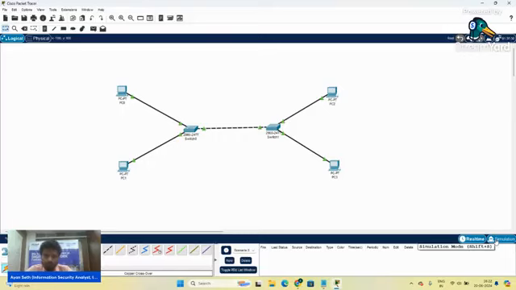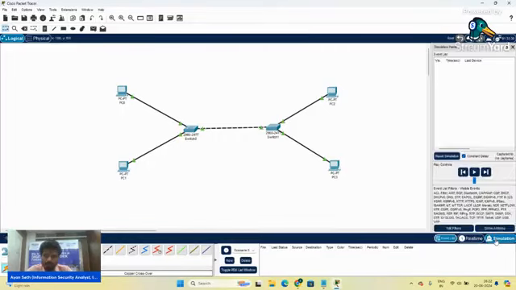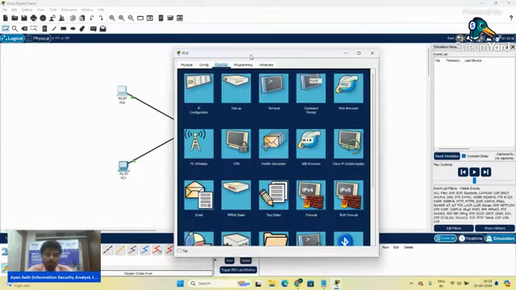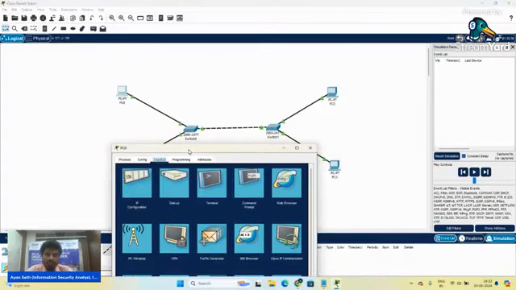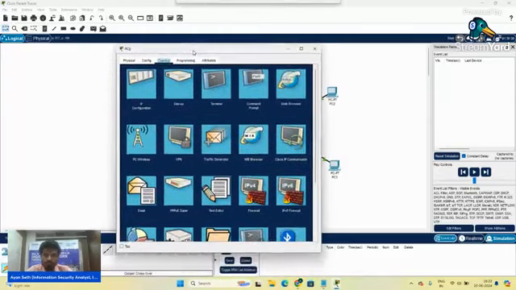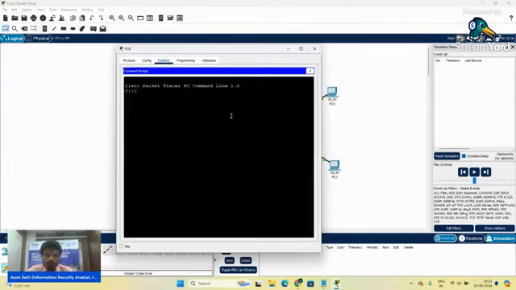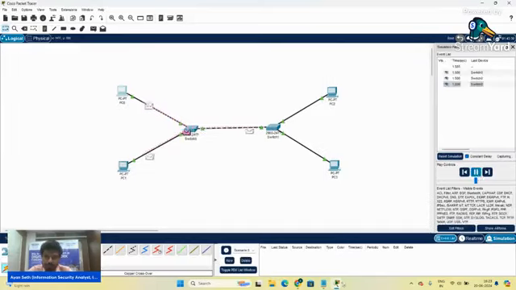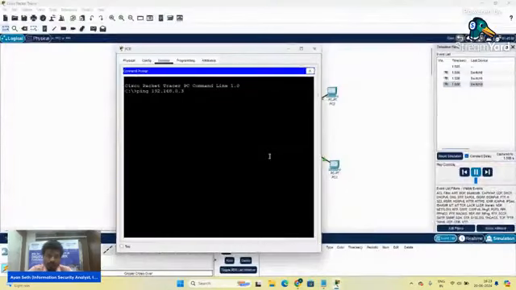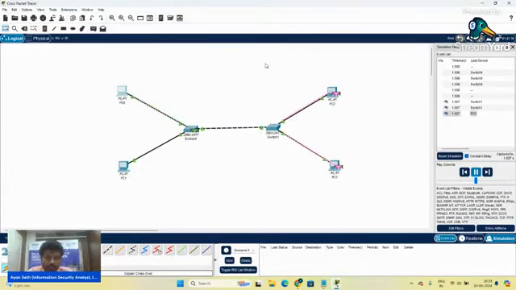Let's open the simulation mode. Okay, let's open it in the simulation mode and try to send a ping request from PC0 to PC2. Let's open the command prompt. Let's write ping 192.168.0.3. Okay, let's run it in the simulation mode and press enter. So now see what is happening here.